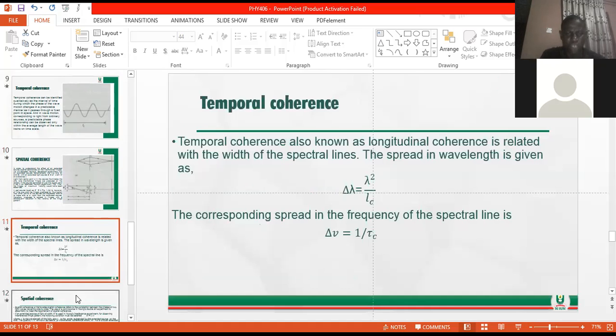I have a summary of temporal coherence, and those are the things you should note when you are reading through the material, because I have less than 2 minutes, because the Zoom app will go off anytime from now. Temporal coherence, also known as longitudinal coherence, is related with the width of the spectral lines. The spread in wavelength is given as the change in wavelength equals wavelength squared over LC. The corresponding spread in the frequency of the spectral line is given as this.